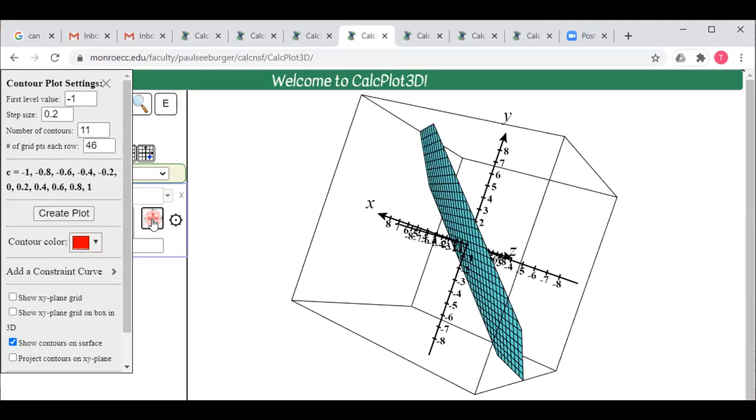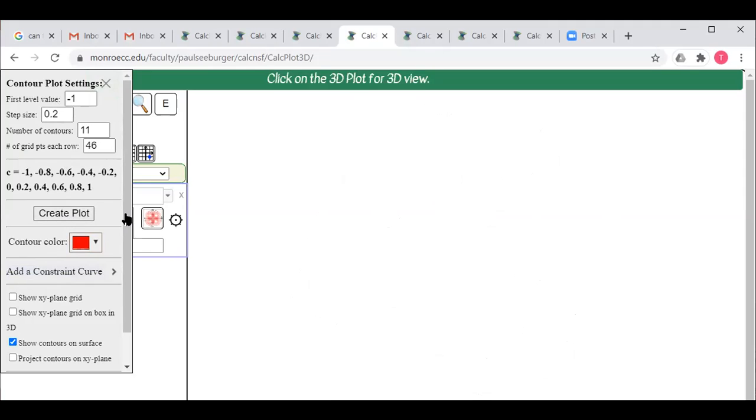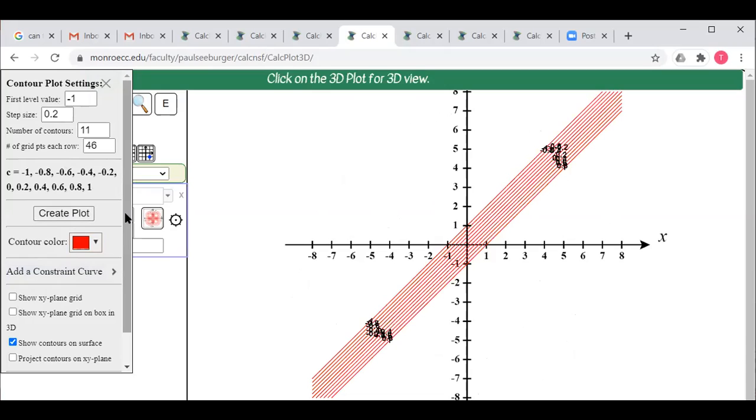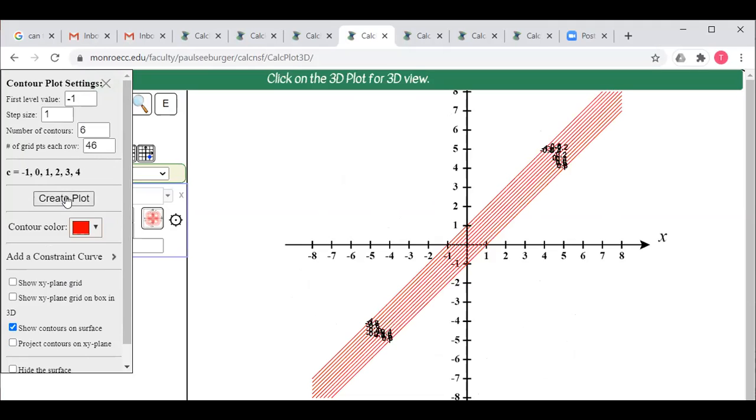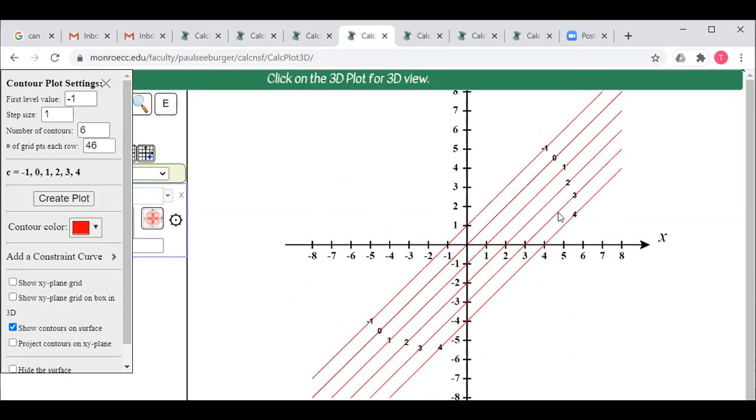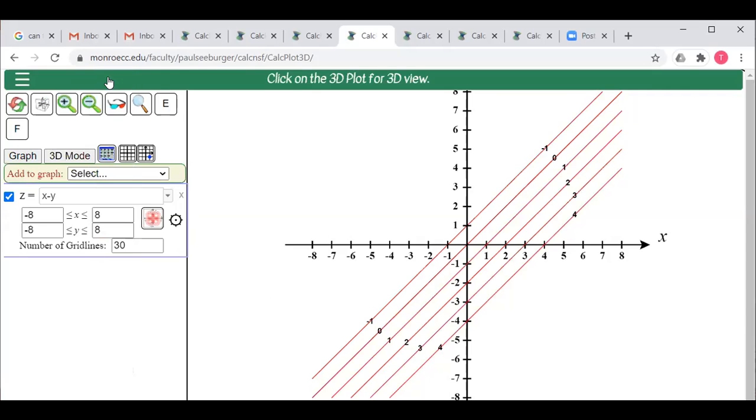Okay, so let's do level curves. We start with -1, then step 0.2, to see whether we have that or not. All right, now in here we create the plot. You see, that's what we have here. Okay, -1, but I don't want to step with 0.2, I step 1. Let's only do 6 level curves here, right? Create the plot. See here, that's exactly what the problem gives us. So it's pretty cool, right? You can see what the level curve is and what the function looks like.